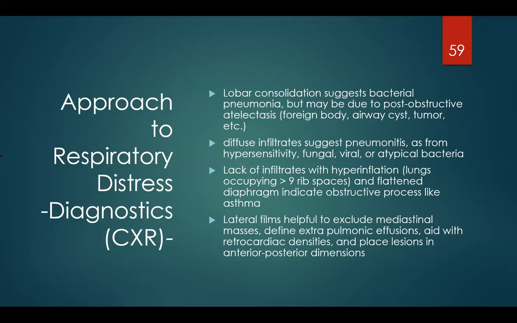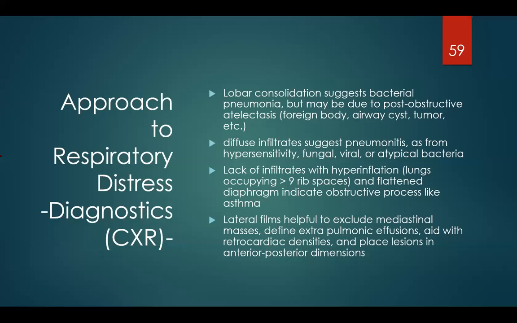The approach to respiratory distress, when we do a chest x-ray, we may see lobar consolidation, suggestive of bacterial pneumonia. This may be due to a post-obstructive atelectasis, like a foreign body, airway cyst or tumor. Diffuse infiltration suggests pneumonitis from hypersensitivity, fungal infection, viral infection, or atypical bacteria. Lack of infiltrates with hyperinflated lungs. Lungs should occupy about 9 rib spaces when we count the ribs. That is a good chest film.